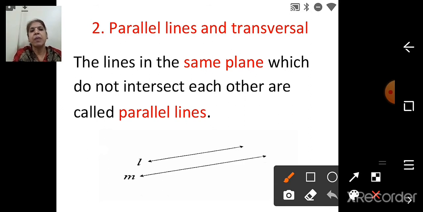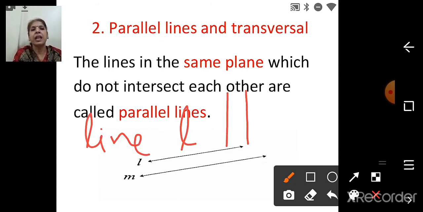And how do we show parallel lines? We have to show line L, and this is the symbol of parallel. Line L parallel to line M.